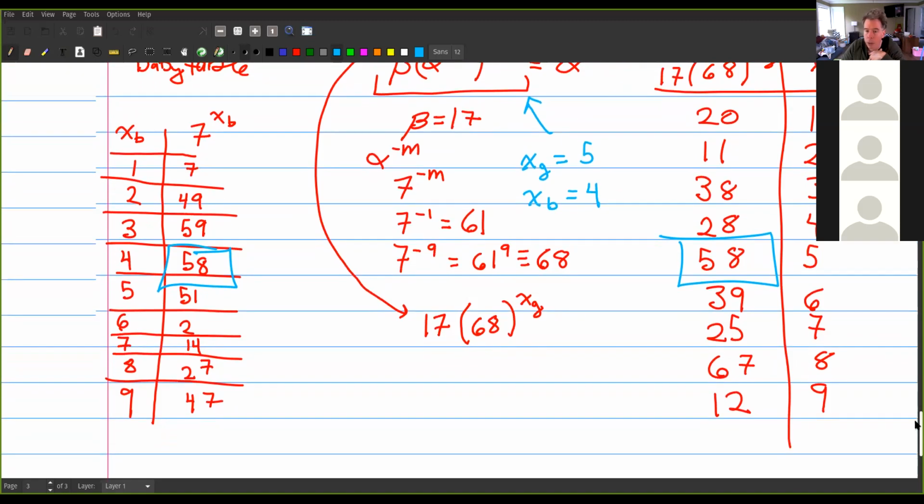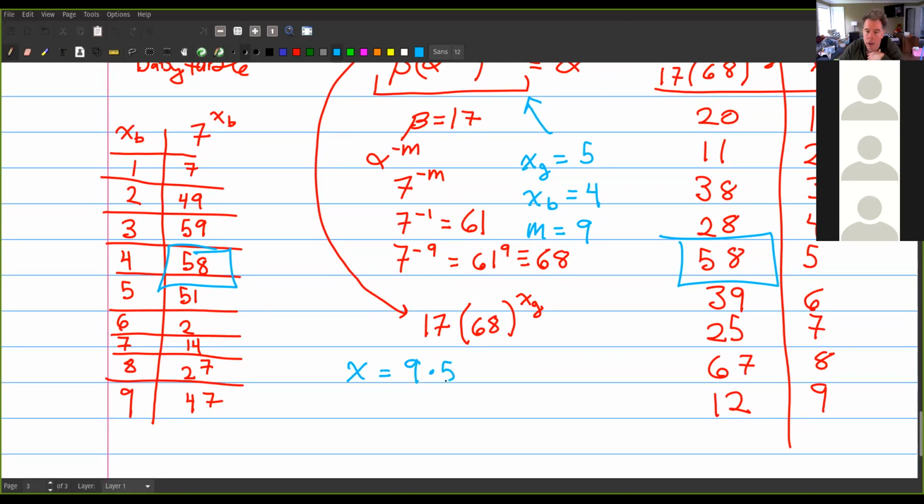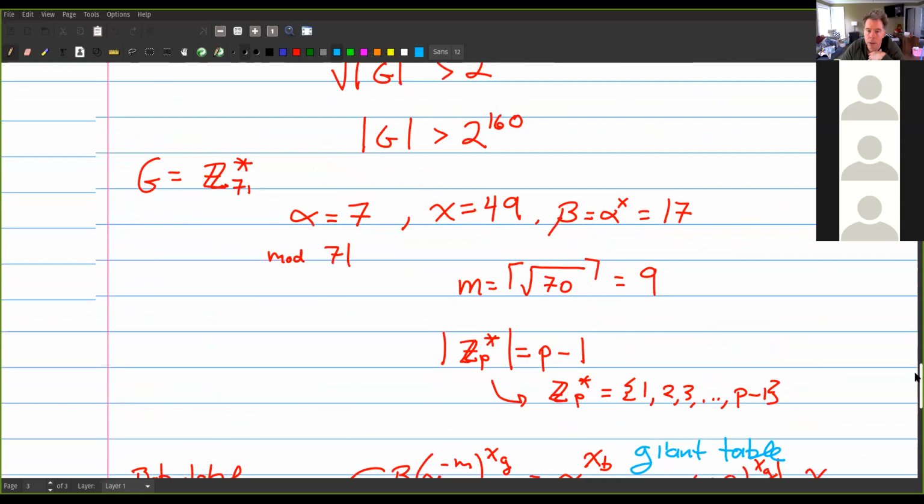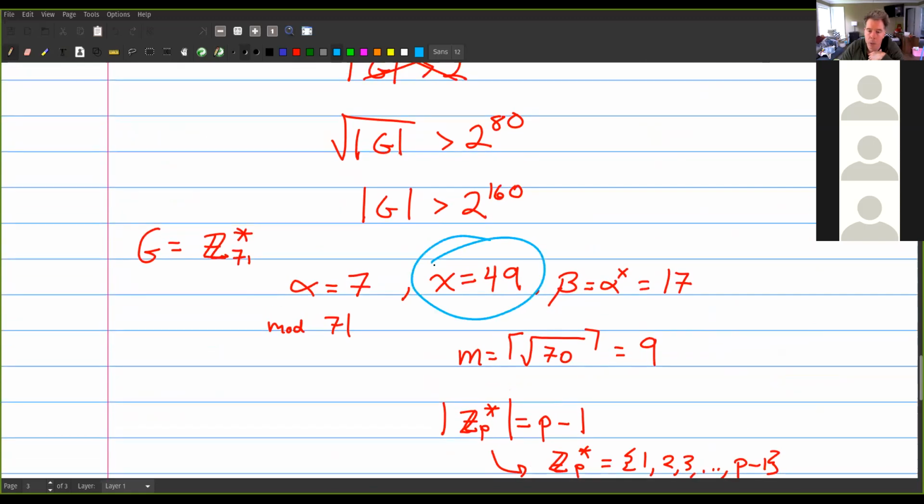Okay, we know that m is 9, so now we can just write down x. x is equal to 9 times 5 plus 4. This is m times xg plus xb. And so it turns out to be equal to 49. And that's exactly right. We picked x to be that at the beginning of the problem.